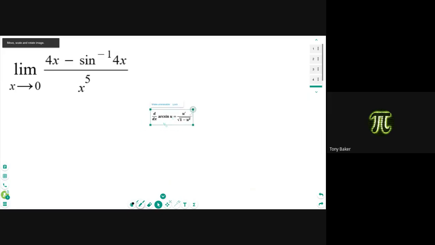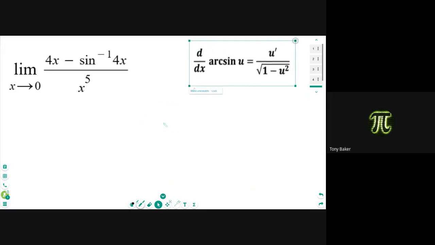Here, arc sine rule, because I doubt most of you remember that one off the top of your head.